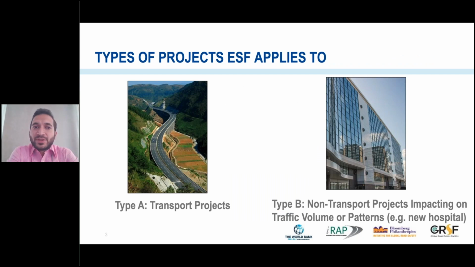I want to share a glimpse with the participants on what type of projects we apply road safety to, apart from ESF. To start with is type A project, which is transport projects with road construction or rehabilitation. For example, highways and rural roads. It can be urban transport projects like BRT, metro, or any project which leads to a new or changed road infrastructure, such as ports, railways, or aviation infrastructure.